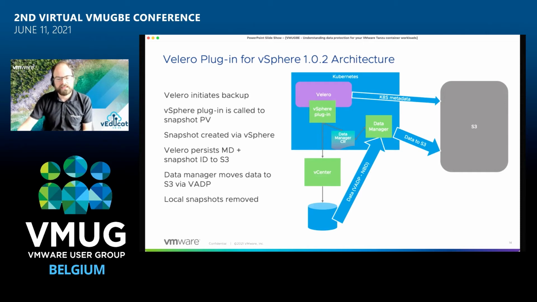Velero is going to then persist the metadata and the snapshot ID to S3. So that's the configuration and the understanding of that persistent volume being used inside of the Kubernetes cluster itself. The data manager is then going to move the data from the vSphere world, from that VMFS volume, from that vSAN volume, from that vVols volume to your S3 environment. And then it's going to remove that local snapshot from the vSphere world for you.